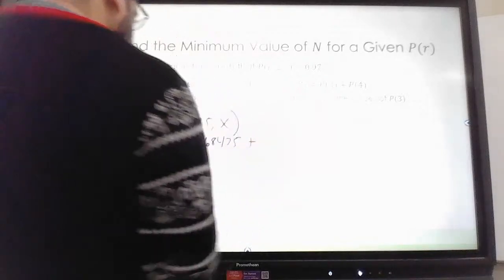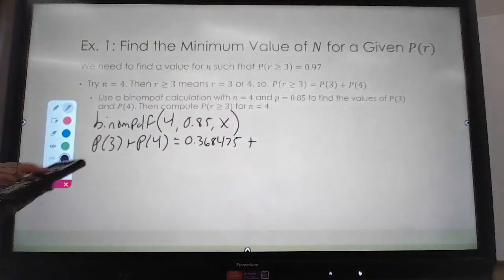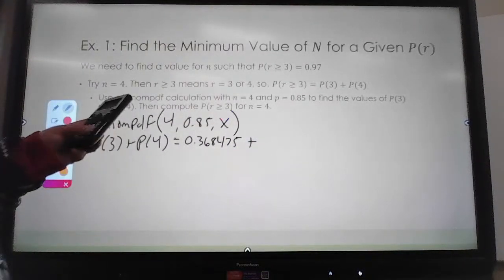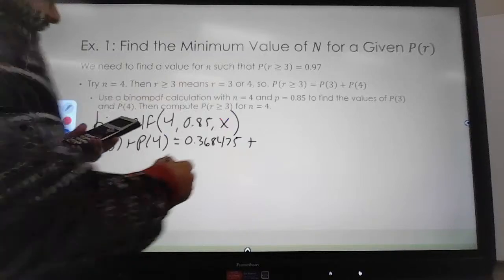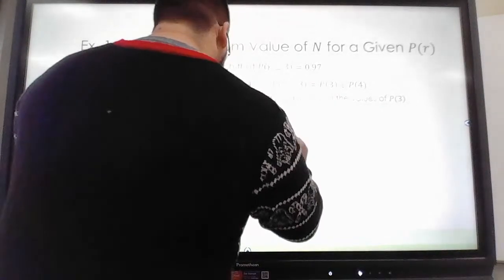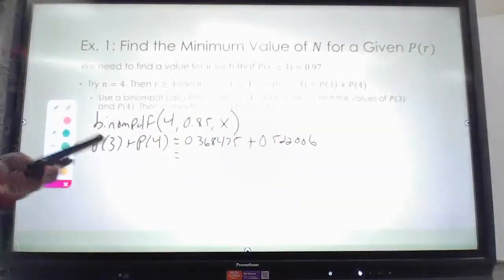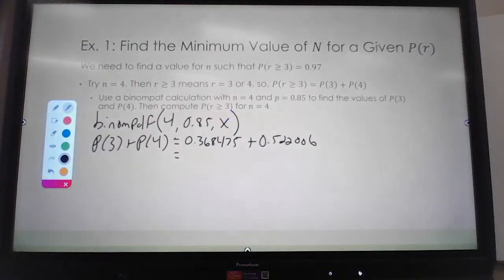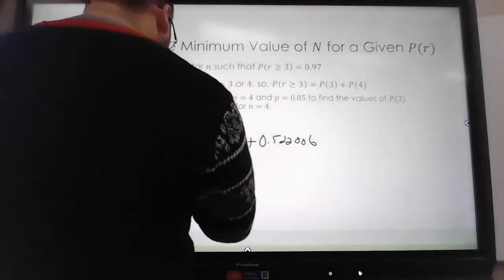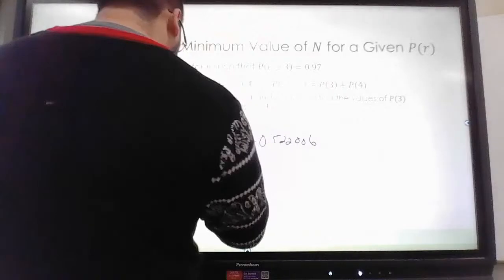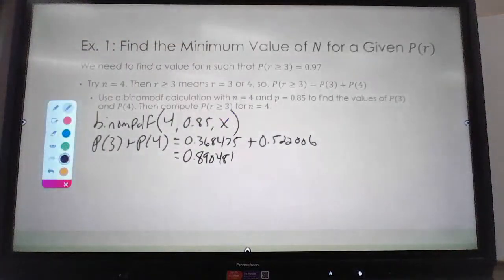0.368475, plus. Now we'll do the same thing again, but instead of my r being 3, this time my r will be 4. I get 0.522006. Let's add these up. And I get a total of 0.890481. So I want a probability of at least 97%, or 0.97.